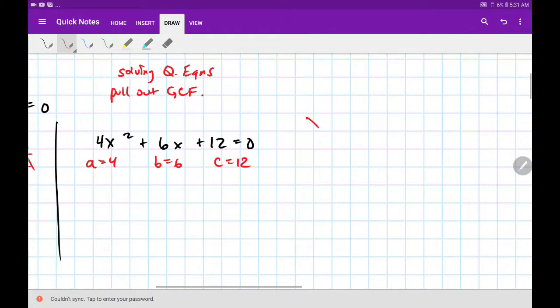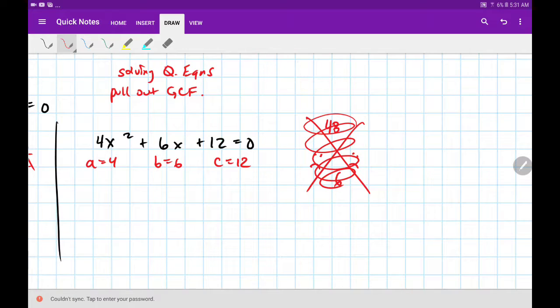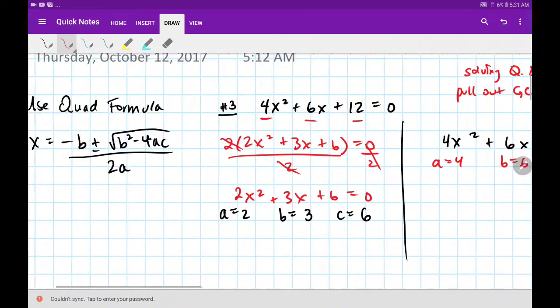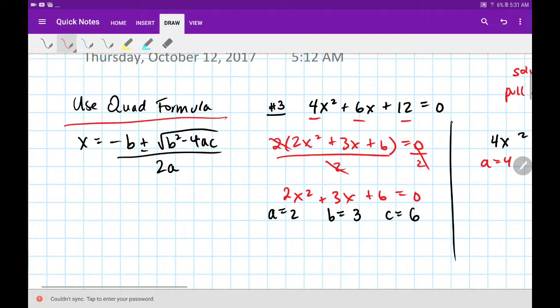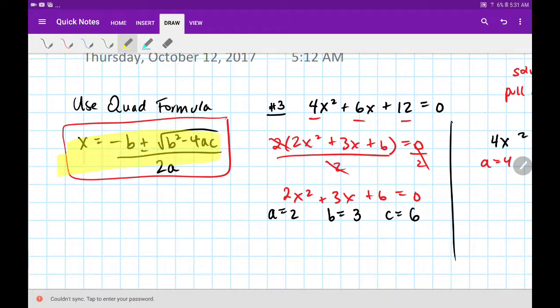So if we had tried magic X, 12 times 4, I need two numbers that multiply to 48 and add up to 6, you would quickly discover there are no such numbers. Now it's easy in this case because it says use the quadratic formula. So we just gotta plug into this formula very carefully.